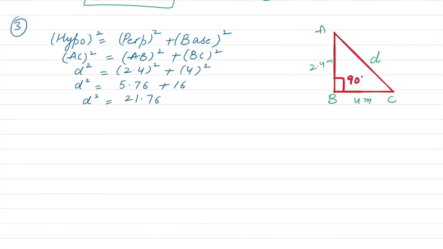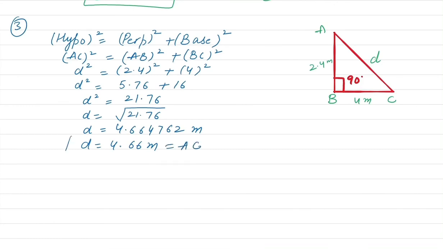21.76, and now square becomes square root when it goes to the other side of equal to. So square root of 21.76 is equal to 4.664 meter. Don't forget the units, very important. So d, we need to round this to 2 decimal places. It will be 4.66 meter, which is equal to AC. So in this way, we can find any length of the right angle triangle if 2 are given. Okay, that's it.